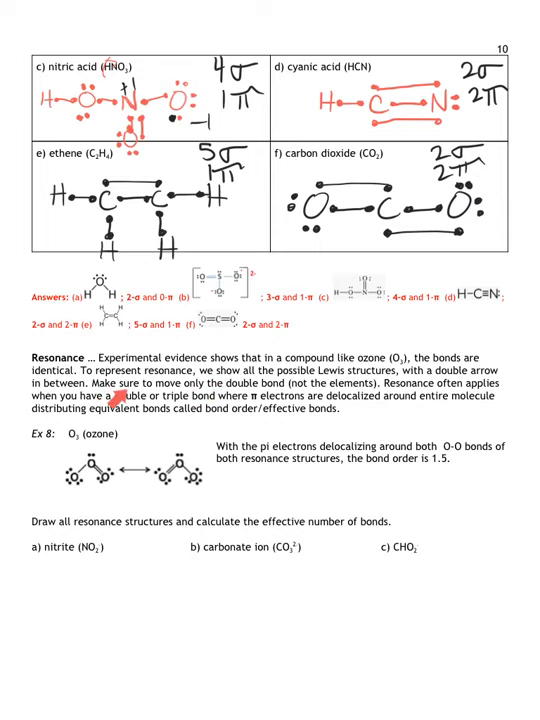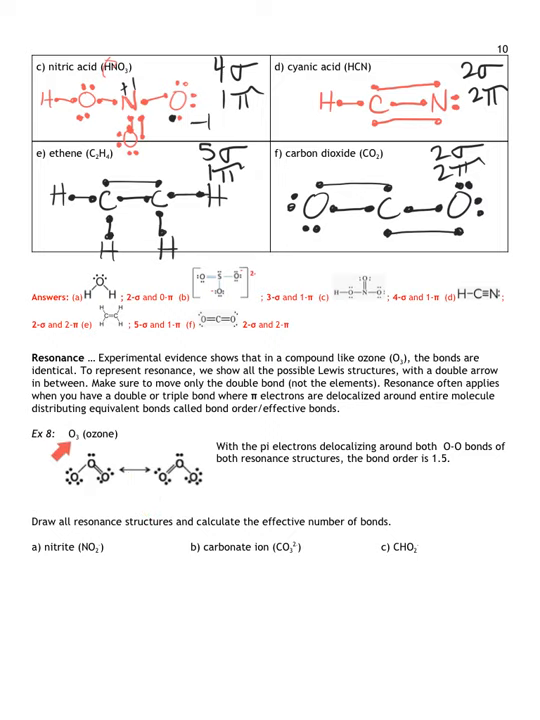Resonance often applies when you have a double or triple bond where the pi electrons are delocalized around the entire molecule. So the word delocalization, just like in metallic bonding, is the same idea for pi electrons, where they're delocalized in the entire structure. A molecule distributes equivalent bonds, called bond order or effective number of bonds. We're going to actually learn how to calculate the bond order and understand what the bond order is.